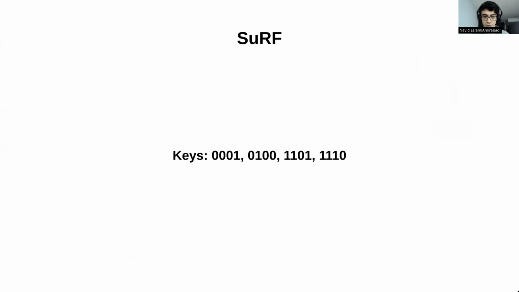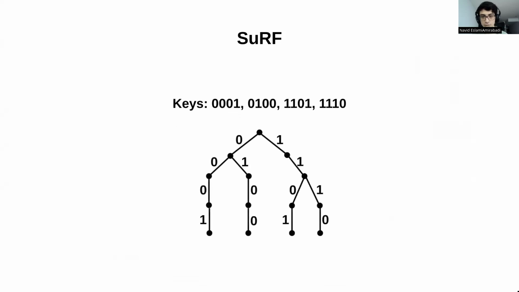Okay, so to do so, let's consider this data set consisting of 4 keys, each 4 bits long. In principle, what SuRF does is that it stores all of these keys in a binary trie. It's not exactly what it does, but morally speaking, that's roughly what it does. It constructs a binary trie. And then what it does is it truncates this trie at a level such that the trie is still able to distinguish between the keys in the dataset.